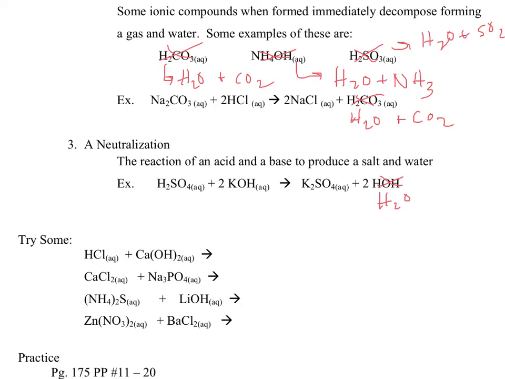Let's try some examples. Write balanced chemical equations for these types of reactions and identify whether they are a DDP, a double displacement precipitate, a DDG, a double displacement producing a gas, or a DDN, a double displacement neutralization reaction. Or, if you don't have any proof, write it as a no reaction. Pause the video here until you have your answers.